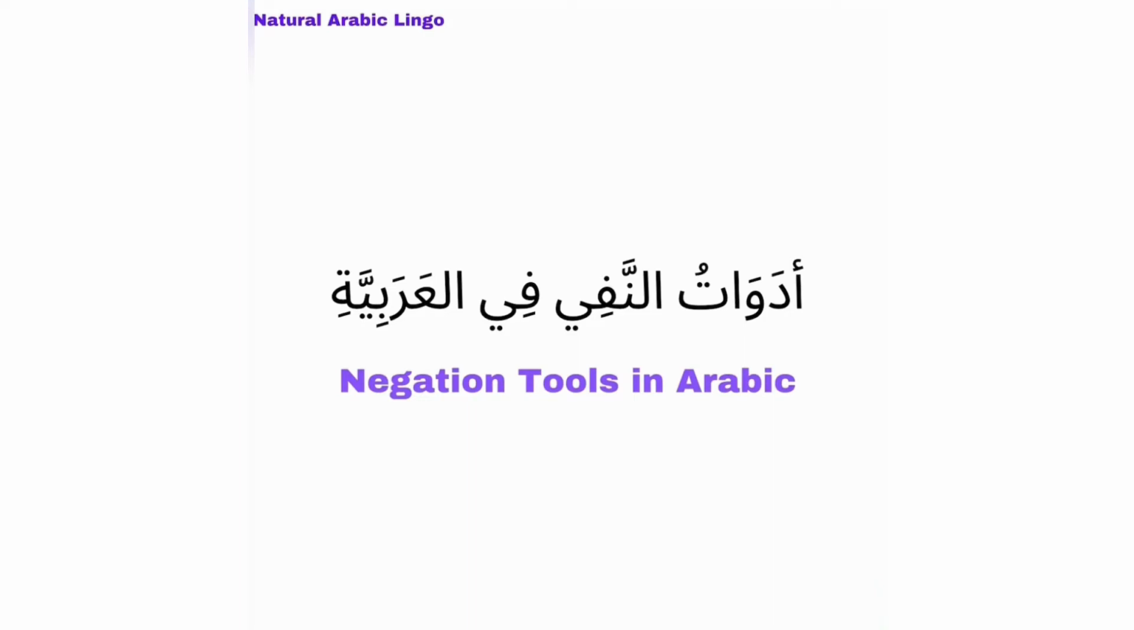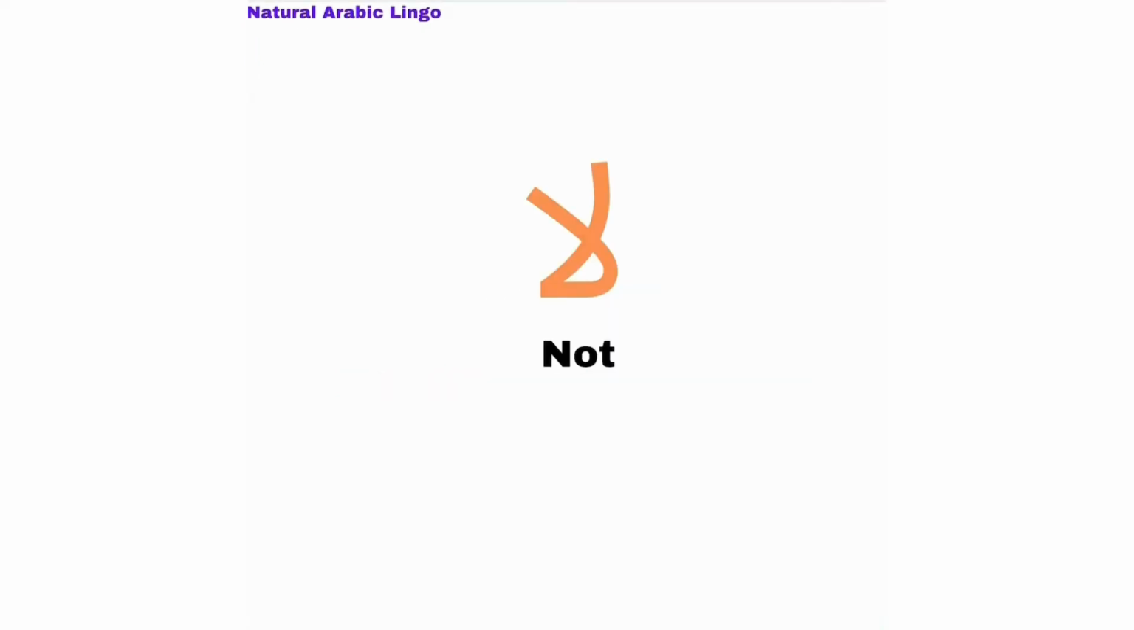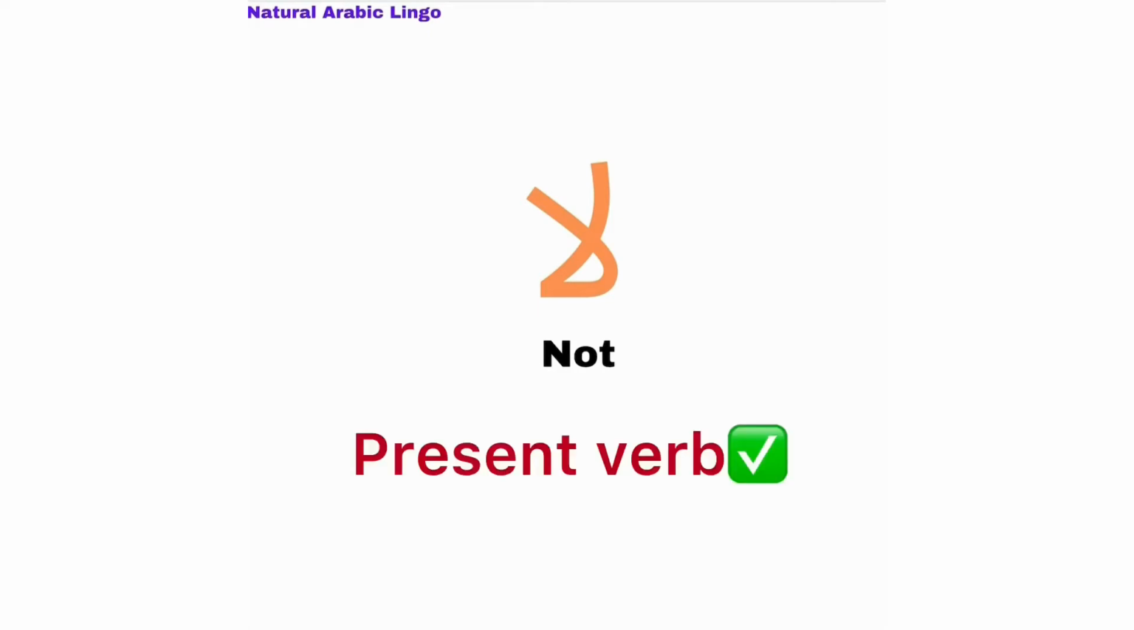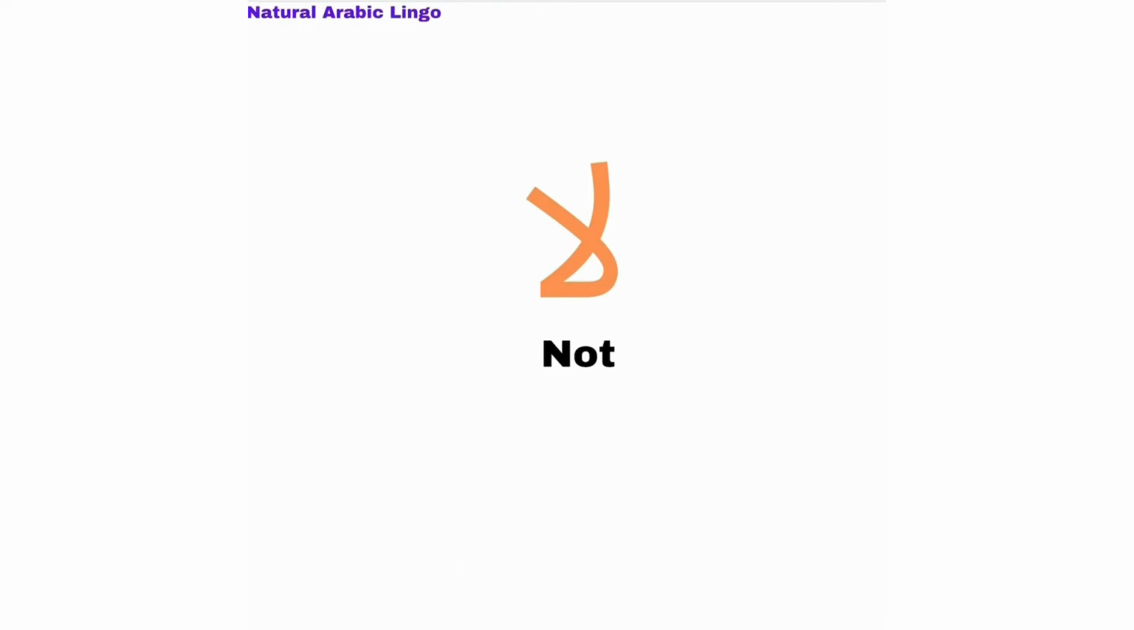It's the same thing in Arabic. If you want to make a sentence negative in Arabic, you need to use some tools like in English. Let's start with the first tool, لا. لا means not. It comes before present verb and before a noun. It doesn't come before past verb.